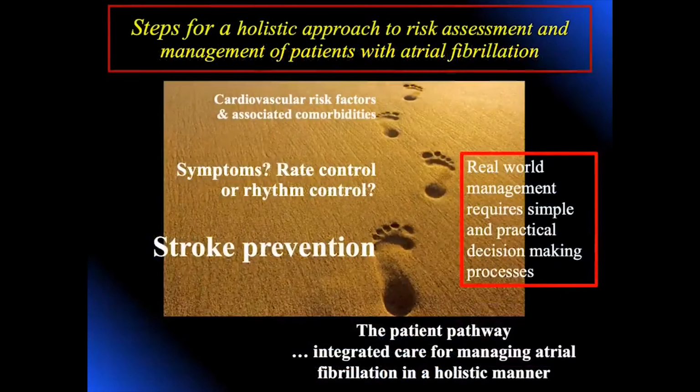What does that mean? The steps for a holistic approach to risk stratification and management of patients with atrial fibrillation requires consideration of stroke prevention, assessment of symptoms, because these days we are managing patients' symptoms, therefore this raises the issue about rate control or rhythm control for managing atrial fibrillation. We of course have patients with atrial fibrillation with multiple cardiovascular risk factors and comorbidities, and attention is required to address these risk factors and comorbidities. Real-world management requires therefore simple and practical decision-making processes.